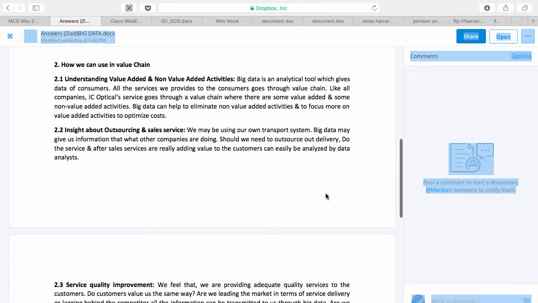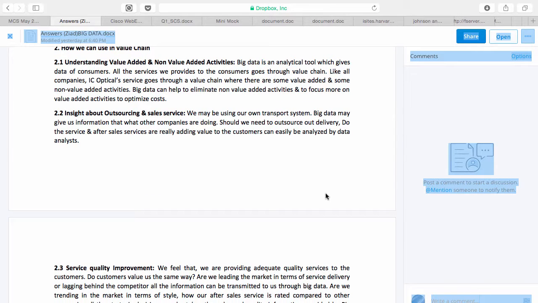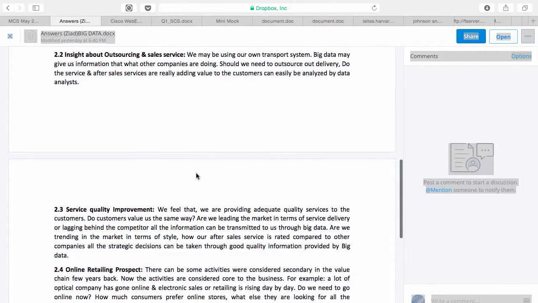If you were the examiner, how would you evaluate this answer? Because he's giving points, isn't it? I can see very clearly that he's spoken about understanding value added and non-value added activities. This is the core of the value chain. So he's tackling that. Then he talks about outsourcing, right? And the customer service.